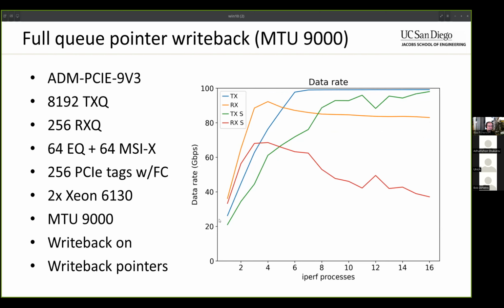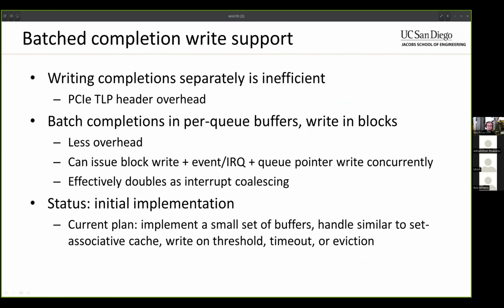So anyway, the takeaway from this is I think what I need to do is go and implement the interrupt coalescing, and hopefully that will restore some of this performance here. So as a result of that, now that I have the Q pointer write back working, what I'm going to do is work on batch completion write support. And this is sort of the converse to the variable length descriptor support in terms of how the queue management components are going to be reworked. But the idea is pretty straightforward.